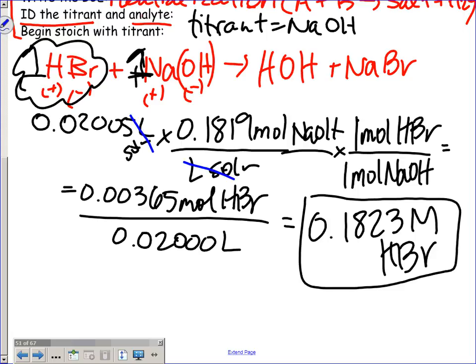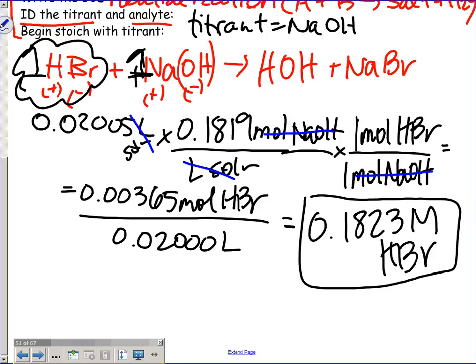We want to get to moles of sodium hydroxide so we could secondarily get to moles of the other guy, the acid, which we did in a mole-to-mole ratio. So moles of NaOH canceled. Then we got some moles of HBr. We're almost to molarity. Take your moles, divide by your liters, you get to molarity.